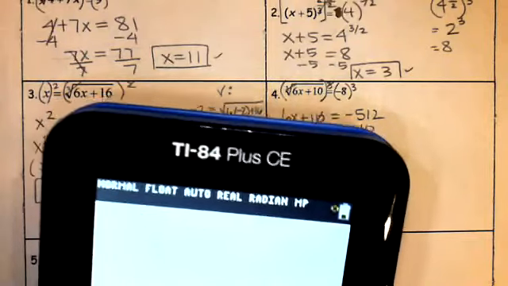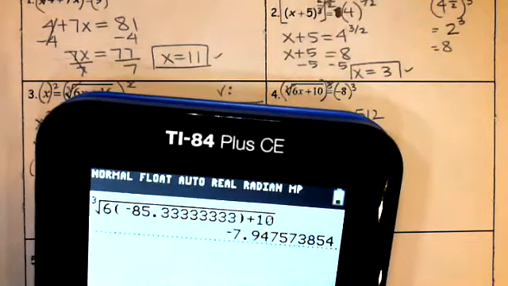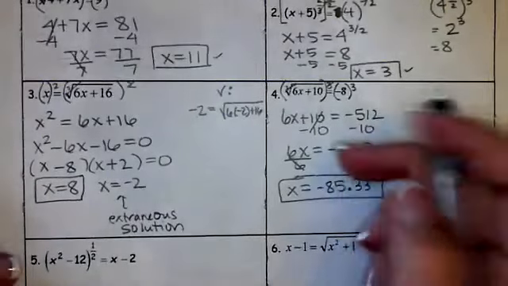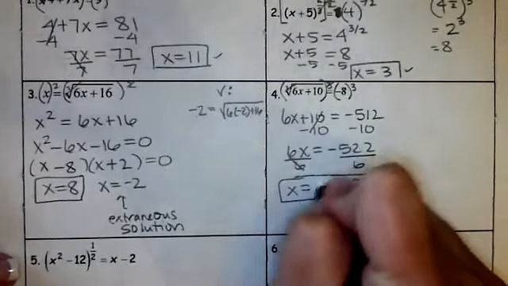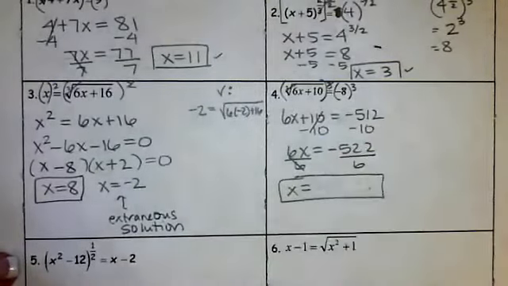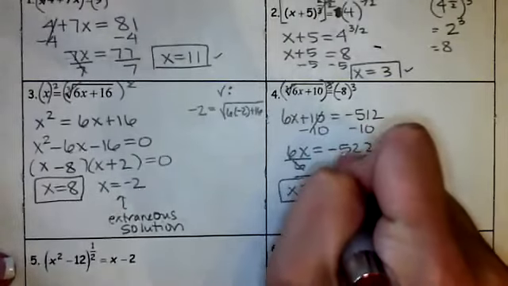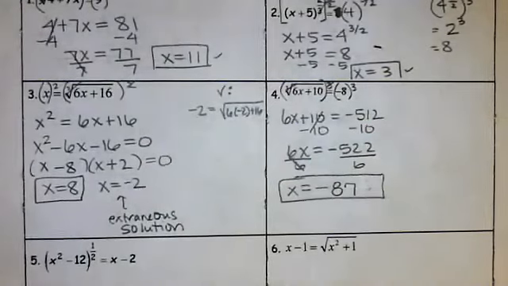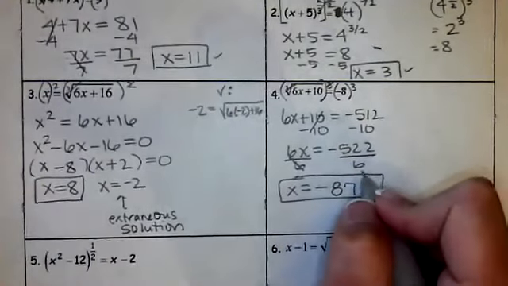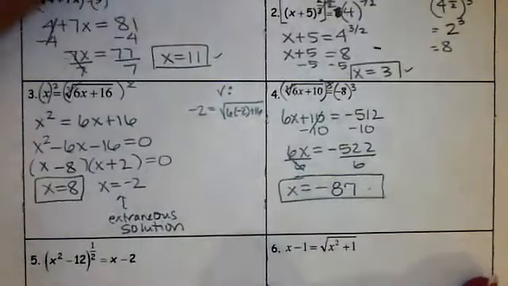plus 10. There it is at negative 7.94. So we got a little problem here. All right, sorry about that. I see what I did incorrectly here. Negative 522 divided by 6 is negative 87. I don't know what I plugged in earlier there. And if we check that one, it works. Sorry about that. So negative 522 divided by 6 is negative 87.